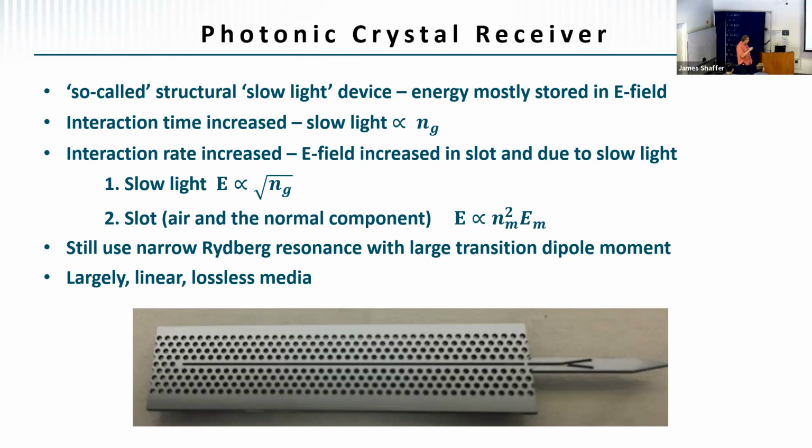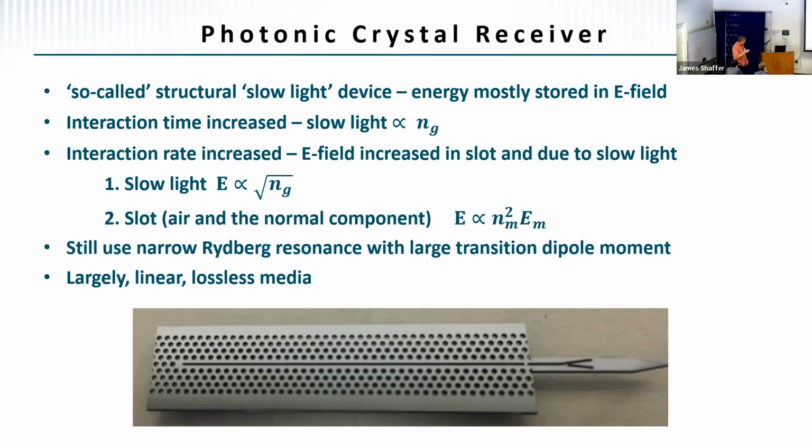And we get an increase by the square root of the group velocity in the electric field amplitude in here from the slowing. And then we get the normal slot increase here too, where this depends on the difference in the index of refraction of silicon, which is quite high at these frequencies, and the air. And so you get a good increase there. Most of our initial designs are designed to increase the electric field amplitude by somewhere around a couple hundred.